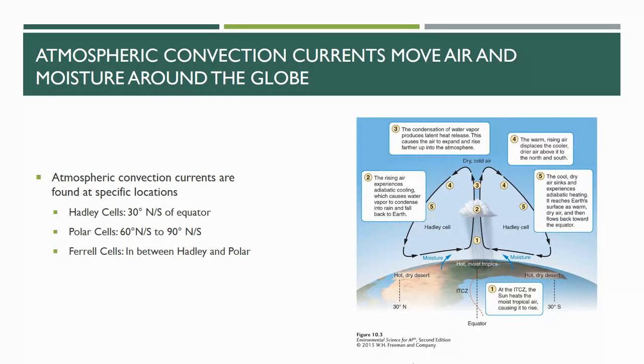Then the warm, rising air displaces the cooler, drier air above it to the north and south. Then finally, the cool, dry air sinks and experiences adiabatic heating. It reaches Earth's surface as warm, dry air and then flows back towards the equator. So we have that sort of movement on both sides, to 30 degrees north and 30 degrees south from the equator.